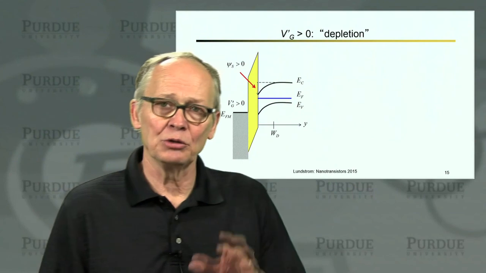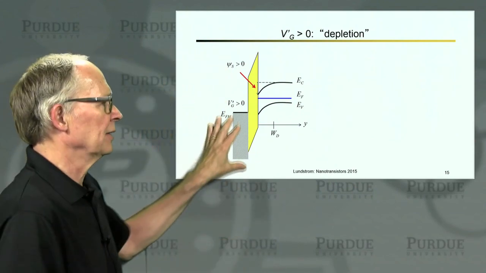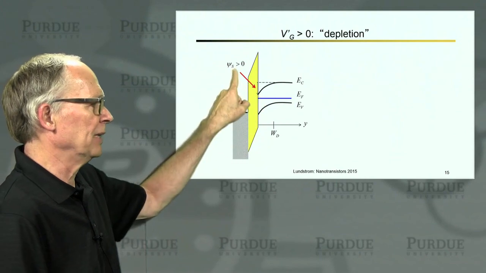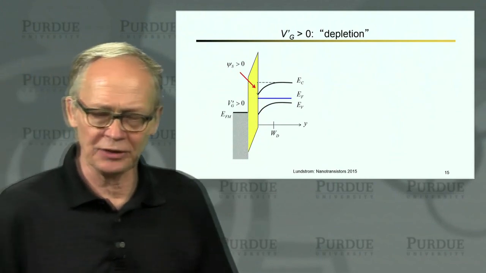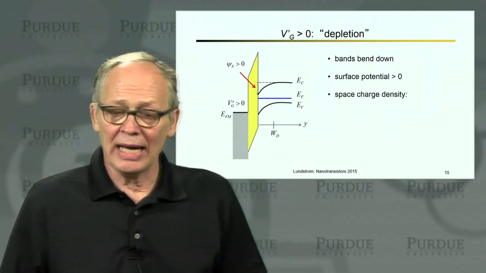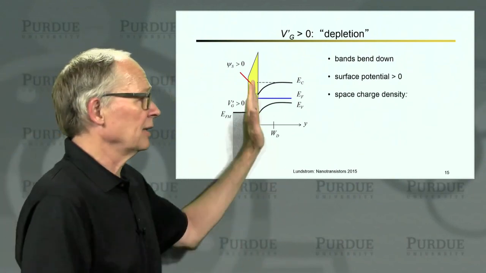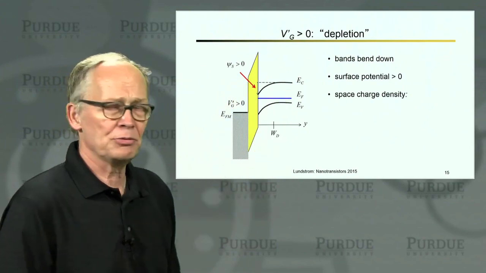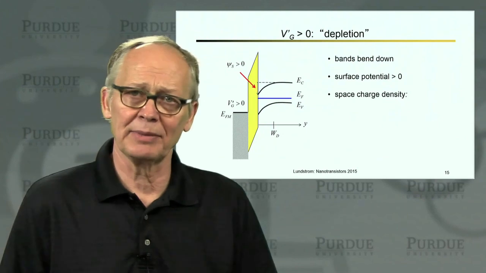All right, let's go back to a positive surface potential again. We apply a positive gate voltage. We bend the bands down. That means we have a positive surface potential in the semiconductor. We now have a charge density in the semiconductor because the positive charges on the metal gate have pushed back the holes from the semiconductor.